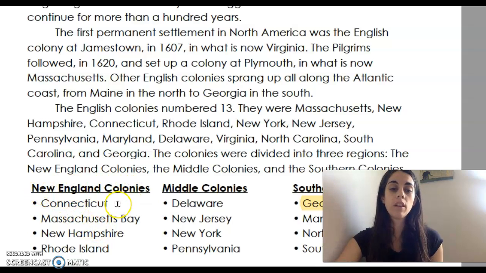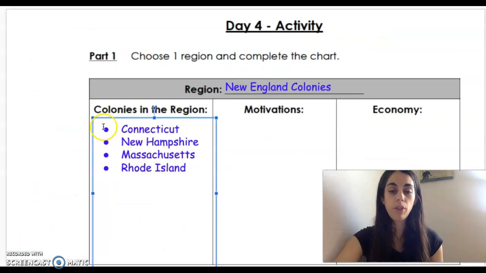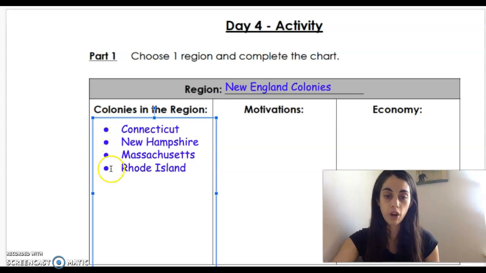So for the New England colonies, their names are Connecticut, Massachusetts Bay, New Hampshire, and Rhode Island. So I'm going to write these on my chart. I wrote them on my chart. I used bullets to make a list. I don't need to use complete sentences in my chart. Now I'm going to go to the next section, motivations.